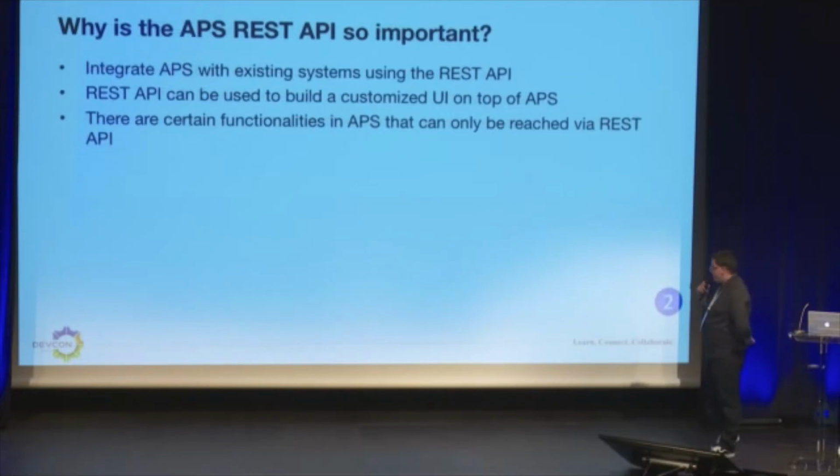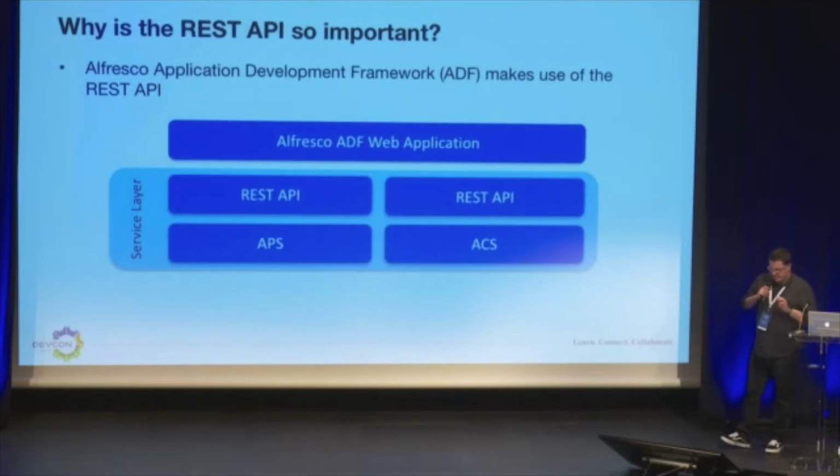So why is this API so important? Well, as said, this is the API to be used when integrating APS with external systems. And then there are some functionalities that can only be reached in APS using that API. And third, and probably most important, that API is also used by our application development framework that can be used to build applications on top of APS and ACS. So I hope you joined as many ADF sessions as possible the last 2 days.